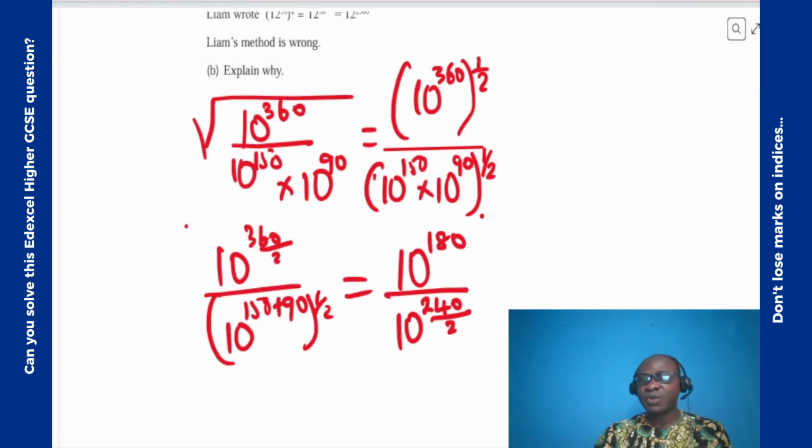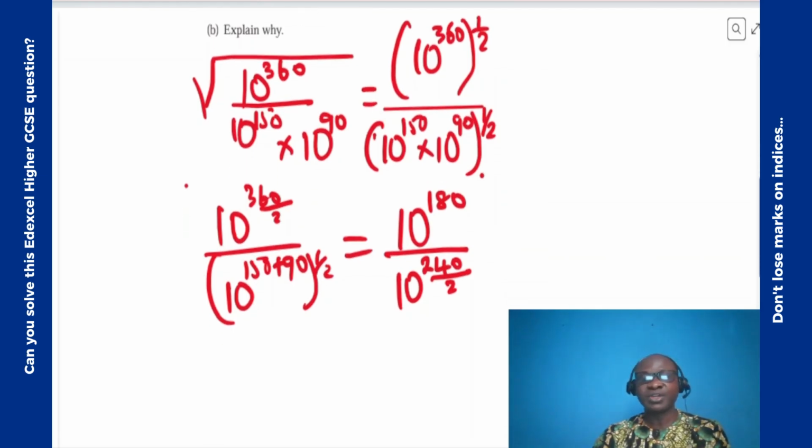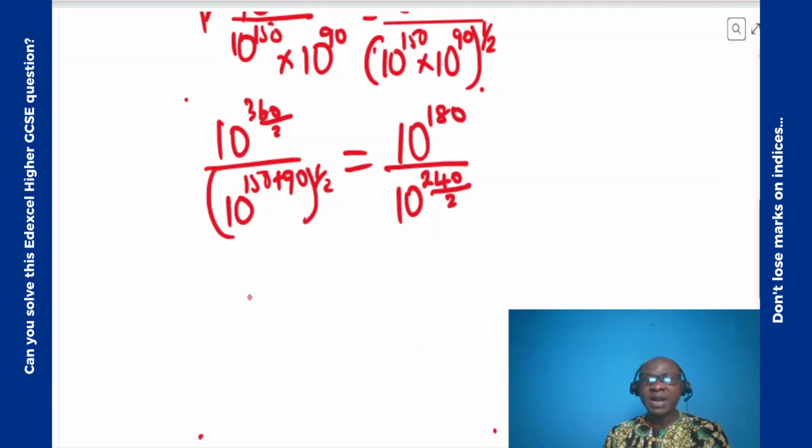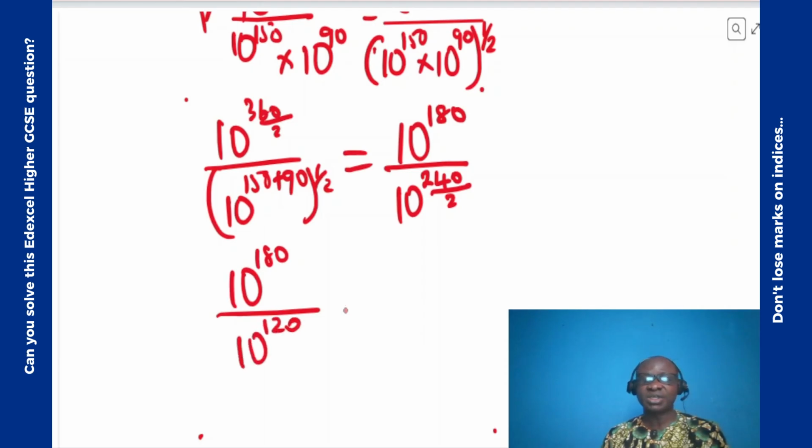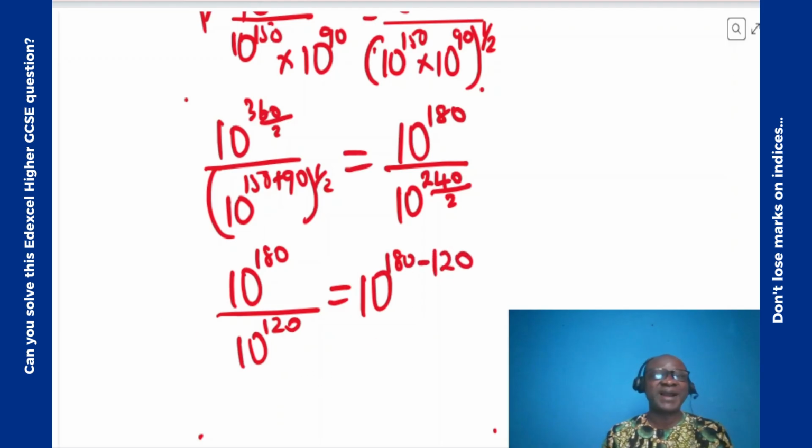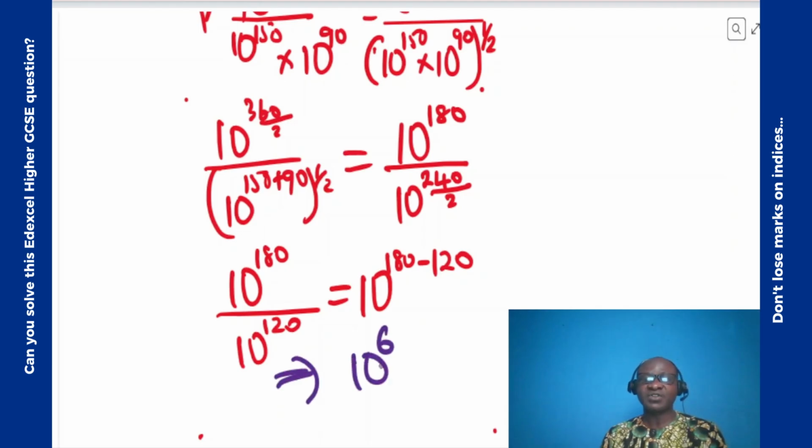All right, so moving forward, I'll have it written as 10 to the power of 180 divided by 10 to the power of 120. That is when 240 is divided by 2. Still going by the law of indices, this will now be 10 to the power of 180 subtract 120, making the final answer to this question 10 to the power of 60. All right, and this is the final answer to this question.